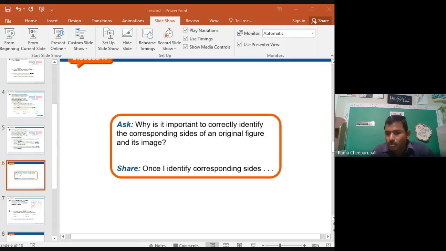Okay, so let me go over some of the answers up here. So it is important, or you get confused. Yeah, that's right. If you don't match them correctly, you can get confused with it. And also looking at the same angles, yes, and also the ratios of the corresponding sides produce the same number.